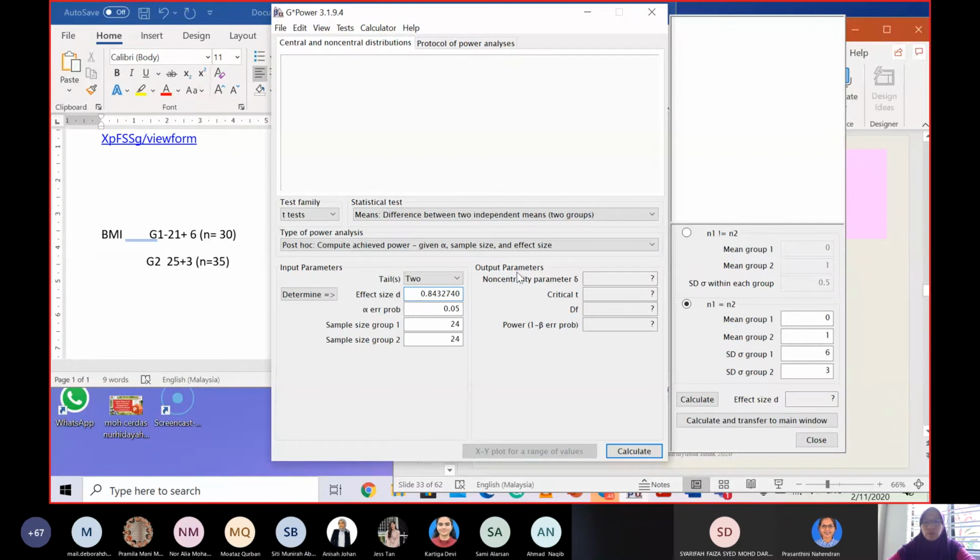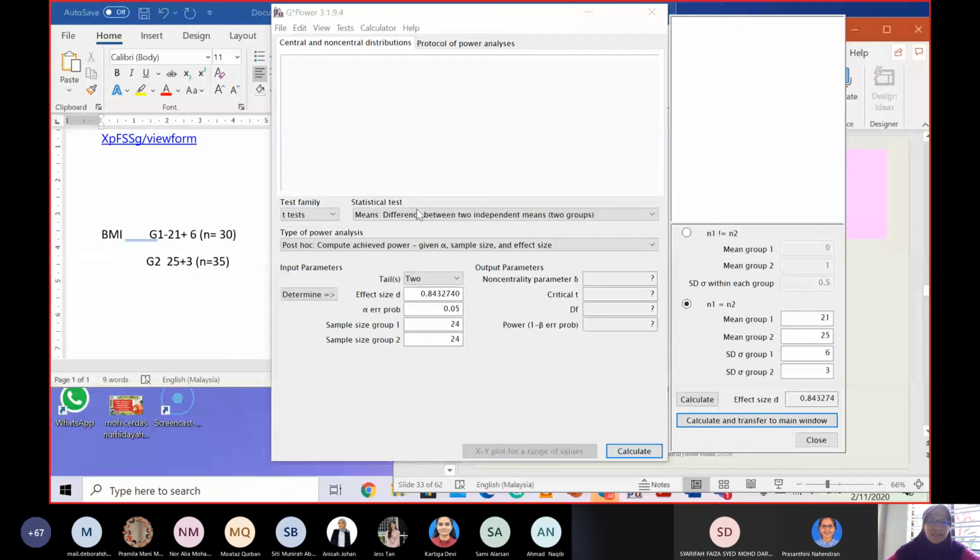Okay, so these figures are from the research, from the journal. So I can write it in here. Mean group 1 is 21, standard deviation 6. Standard deviation for group 2, 3. So calculate, and transfer to main window. So here, main window. Right, and then I calculate.